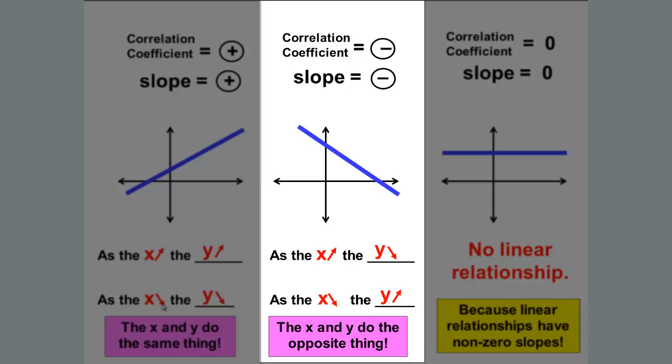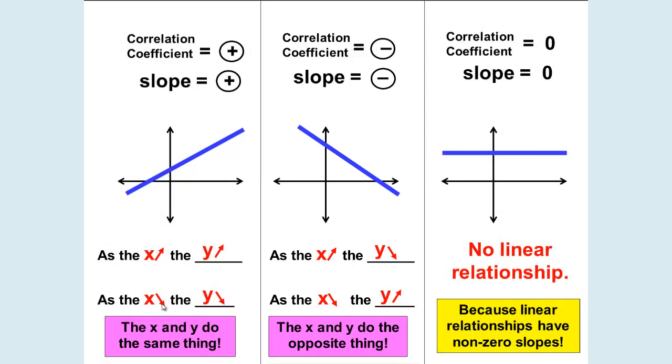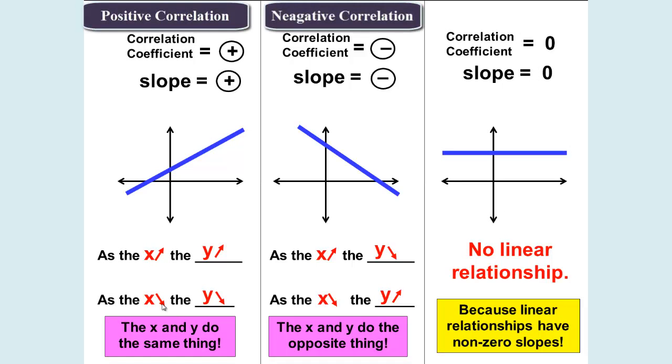For the correlation coefficient being negative, the slope is negative, and we have a downward trend as we look from left to right in our linear regression line. As the x increases, the y decreases. As the x decreases, the y increases. The x and y do opposite things, and as a non-mathematical way to remember it, the x and y disagree, and in a disagreement we have a negative atmosphere. So if we're positively correlated, they're doing the same thing. If it's negatively correlated, it's doing opposite things.